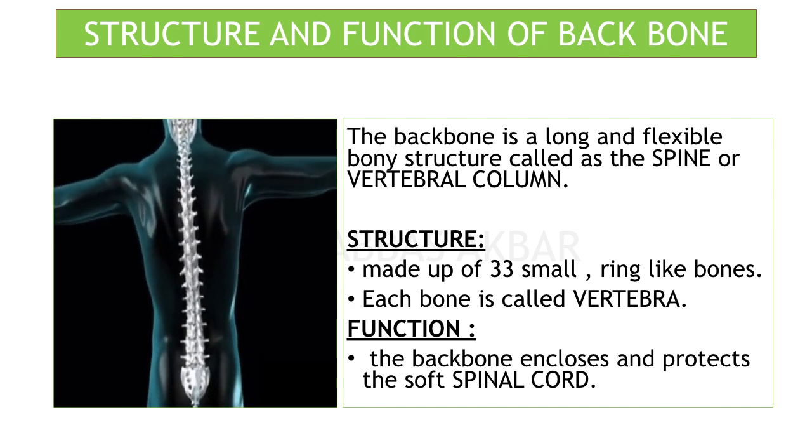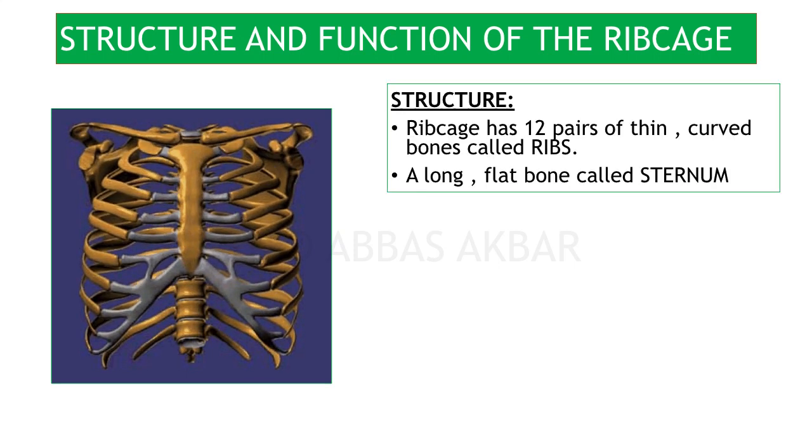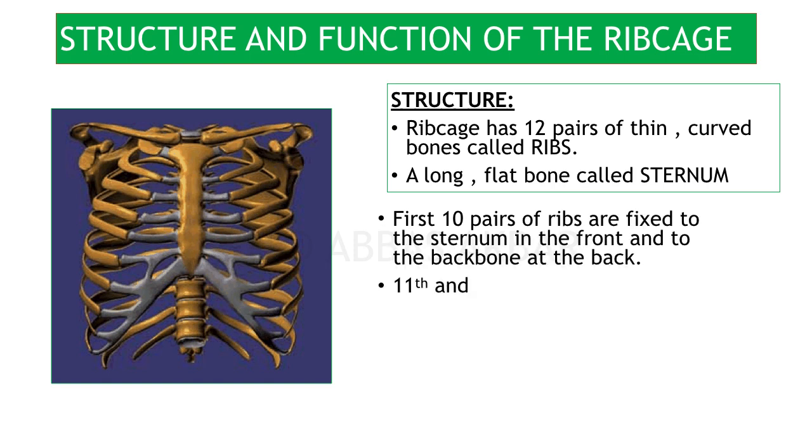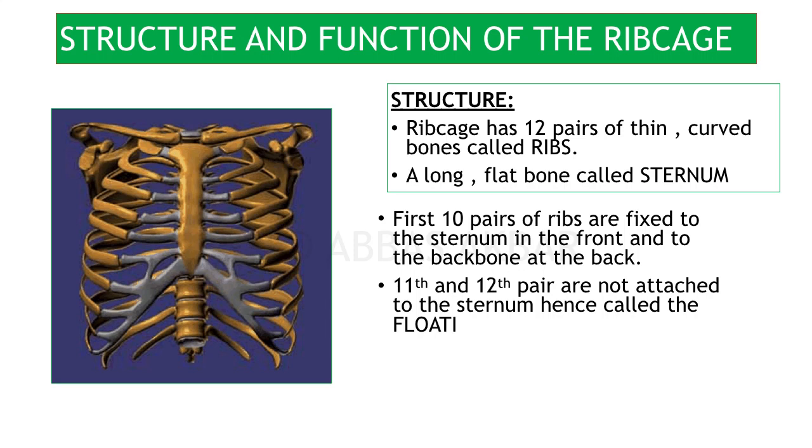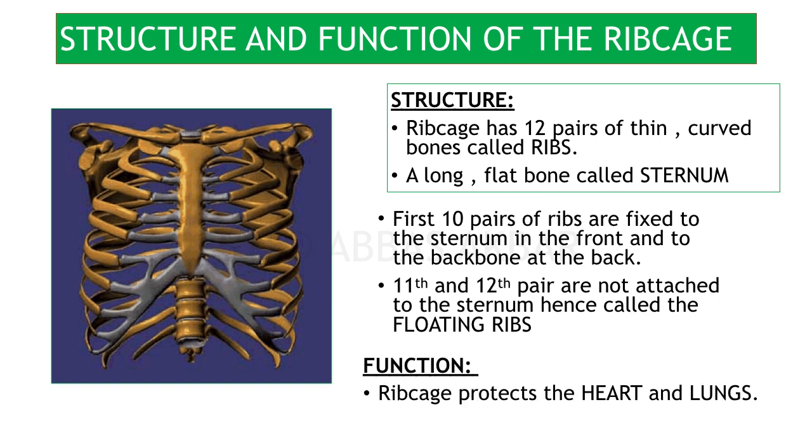Let us now talk about the structure and function of the ribcage. Ribcage has 12 pairs of thin, curved bones called ribs, and a long flat bone called sternum. First 10 pairs out of the 12 pairs of ribs are fixed to the sternum in the front and the backbone at the back. 12th and 11th pair are not attached to the sternum, hence called the floating ribs. Function: ribcage protects the heart and lungs.